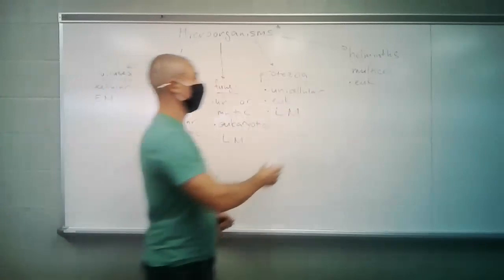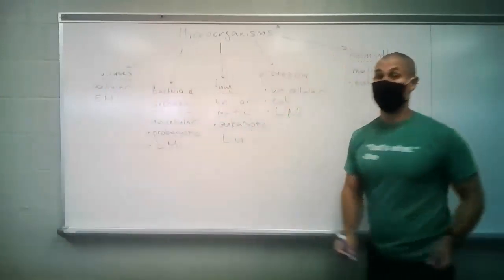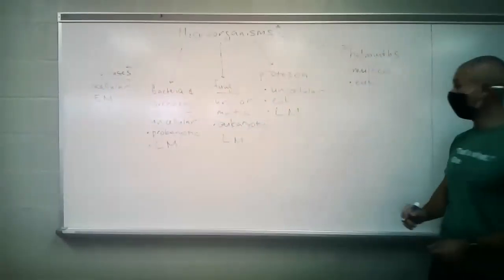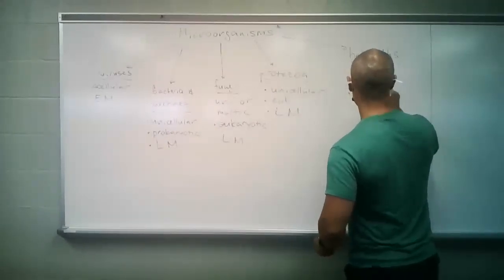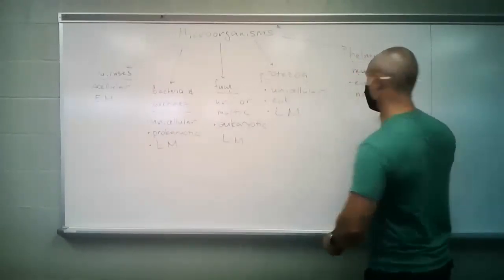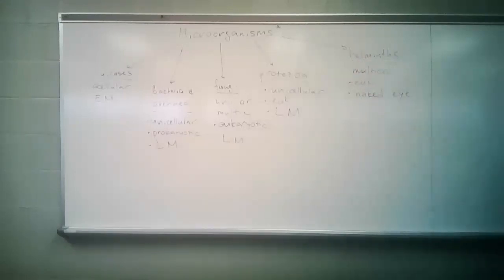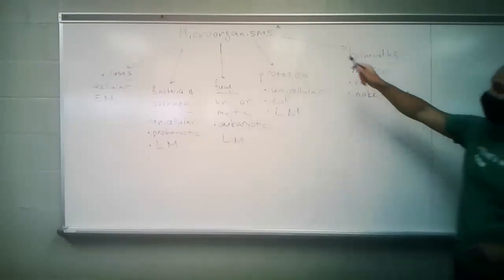Light microscopy. Helminths, most of them, not all of them, but most of them, you can see with the naked eye. Okay? The adult organisms, you can see. This is why there is an asterisk.